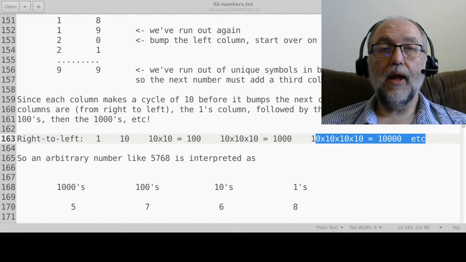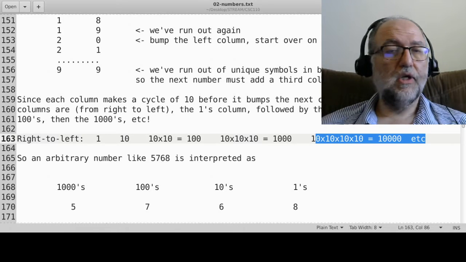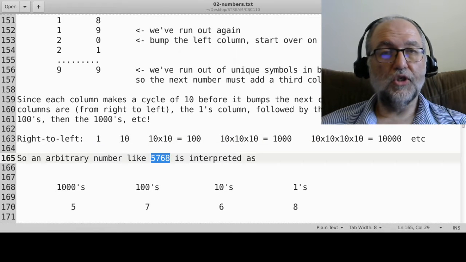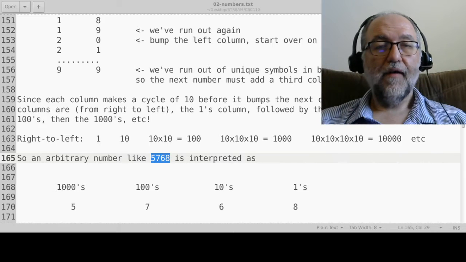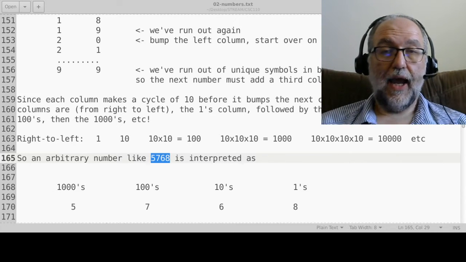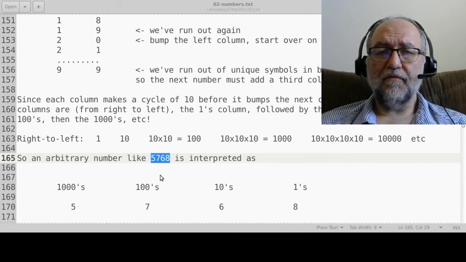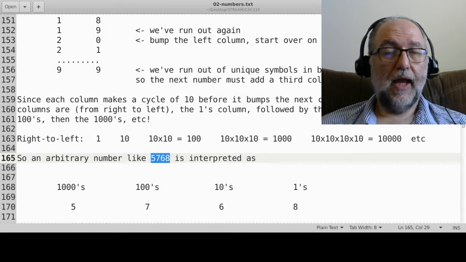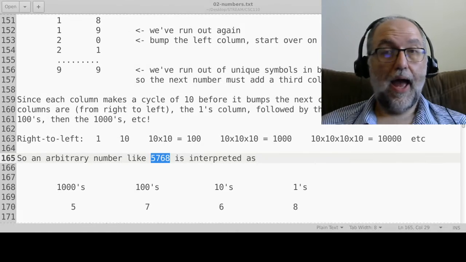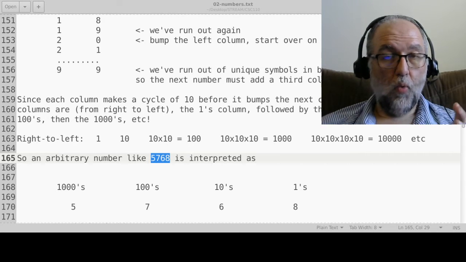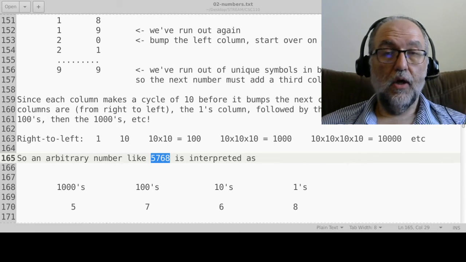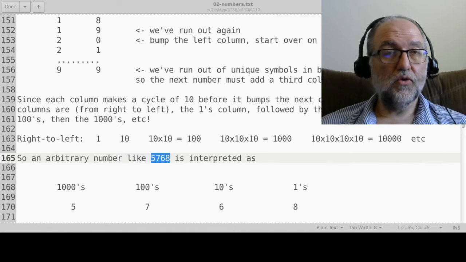All right, now let me just pick an arbitrary number. You could do this with any number. I decided I'm going to show you how to make sense of 5,768. I just picked a number out of the air. So what does this number mean, 5,768? The columns are crucial. What position the numeral, the symbol, is in, is crucial.